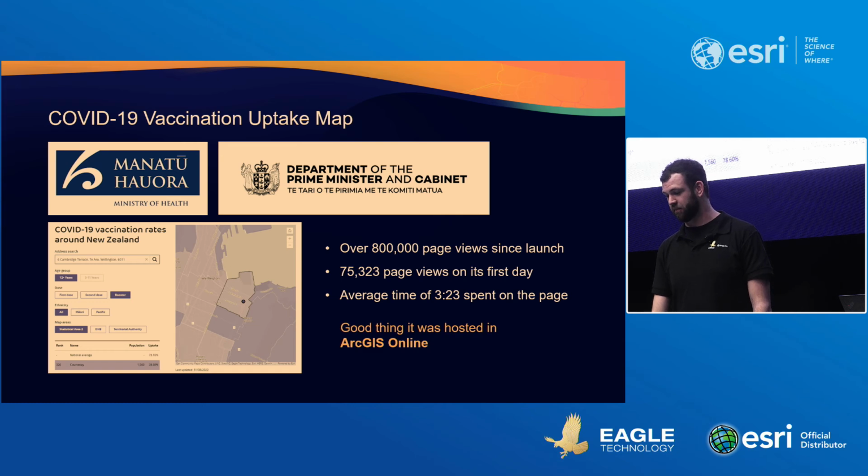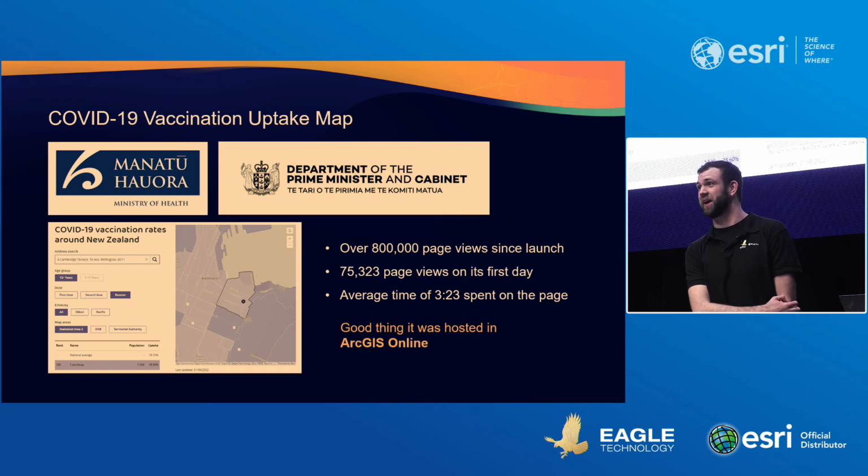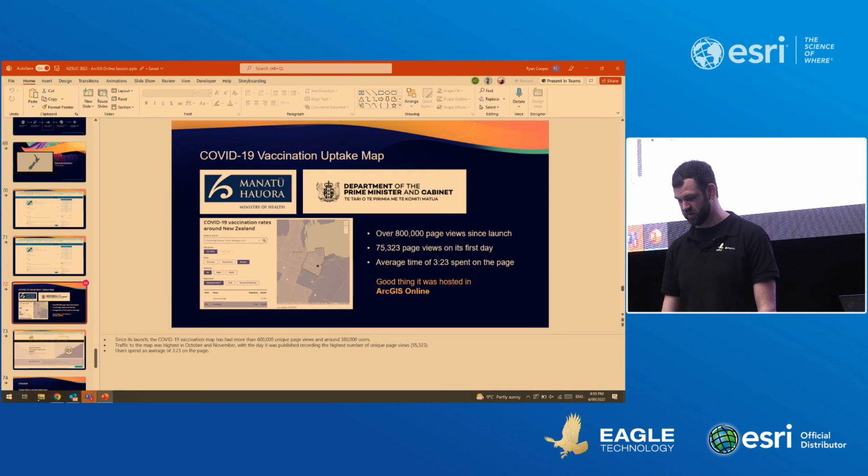So put this in there, good thing it was in ArcGIS Online. We didn't have any issues with this application, it didn't go down. The only thing that did cause a slight issue with it, as it was shared publicly, was on the DPMC website itself, but nothing to do with the actual application. Cool, so I guess since I've talked about it, I'll give a quick demo.